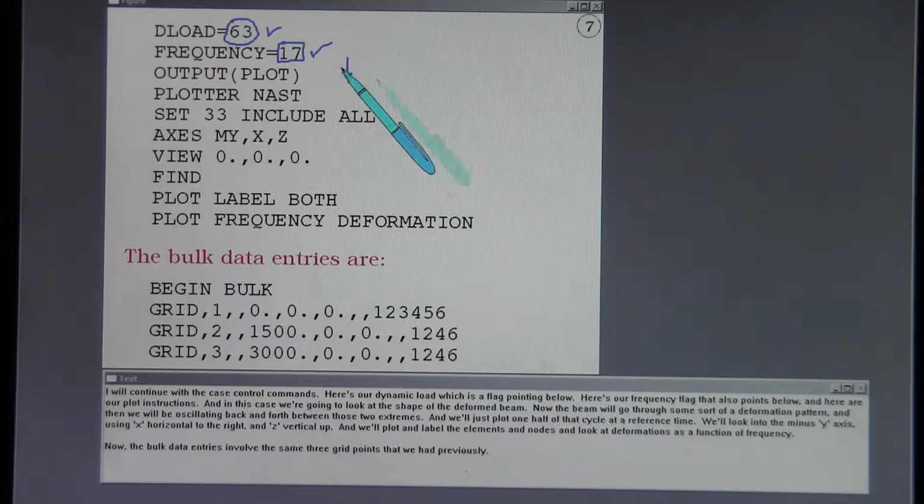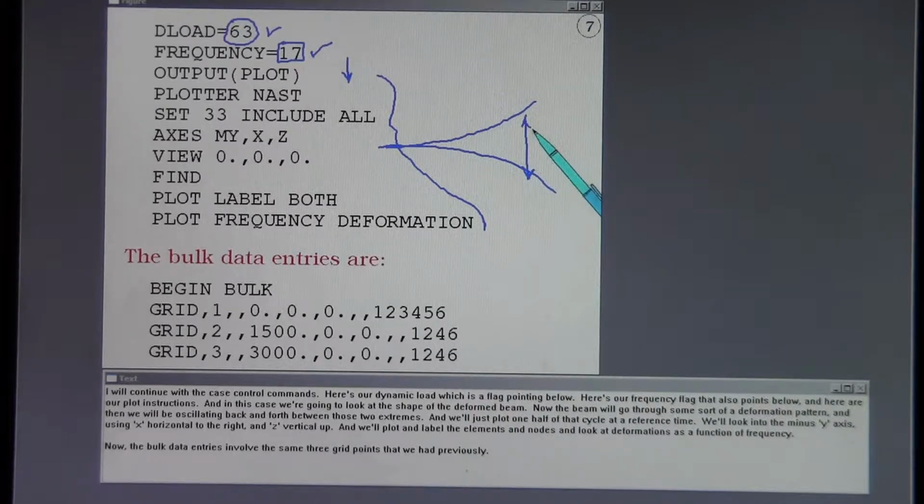And in this case, we're going to look at the shape of the deformed beam. Now, the beam will go through some sort of a deformation pattern, and then we will be oscillating back and forth between those 2 extremes. And we'll just plot 1/2 of that cycle at a reference time. We'll look into the minus y-axis using x horizontal to the right and z vertical up. And we'll plot and label the elements and nodes and look at deformations as a function of frequency.